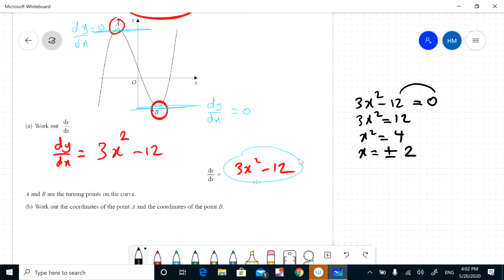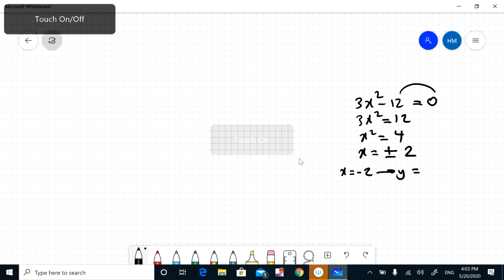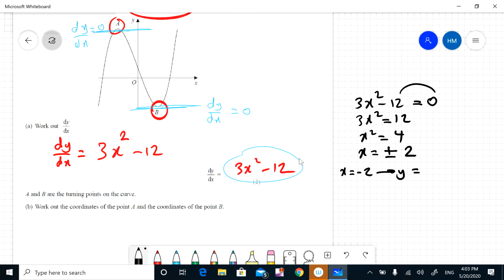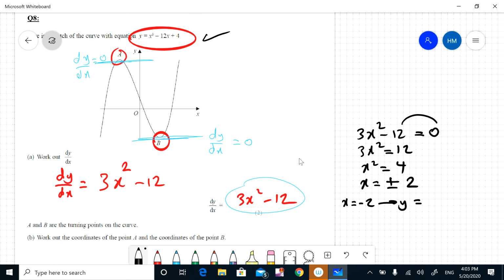When x is negative 2, what is y? You have to substitute and return back to the main equation. Don't substitute in dy over dx, you will get 0. You have to substitute in y to get the y coordinates. So negative 2 cubed minus 12 times negative 2 plus 4. So you will get y equals 20.